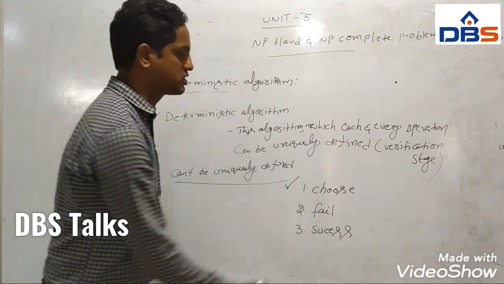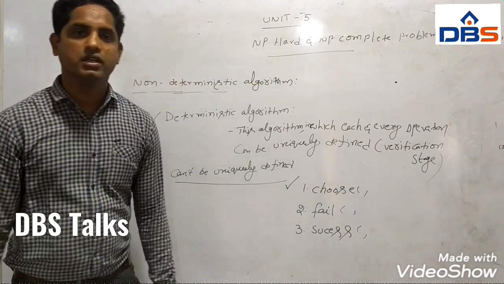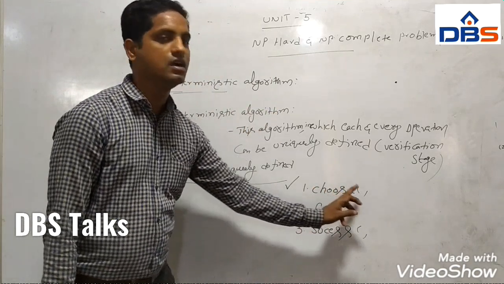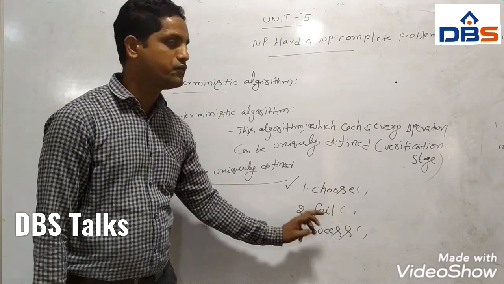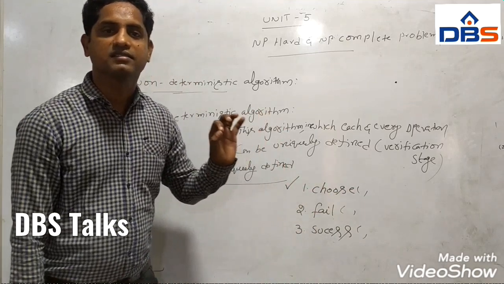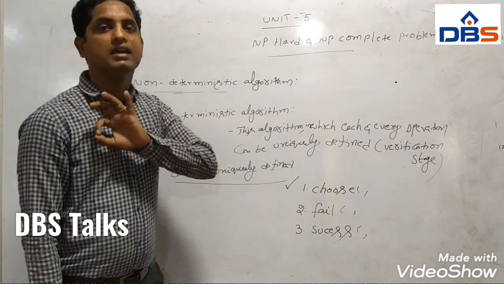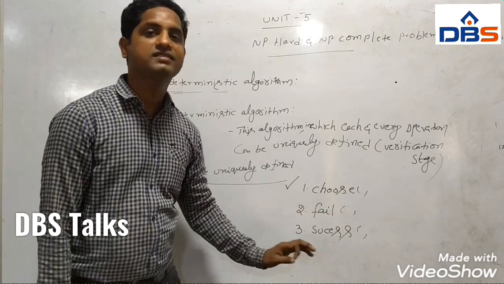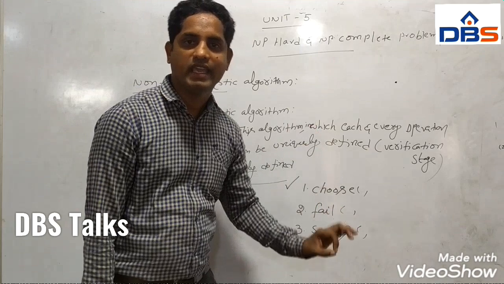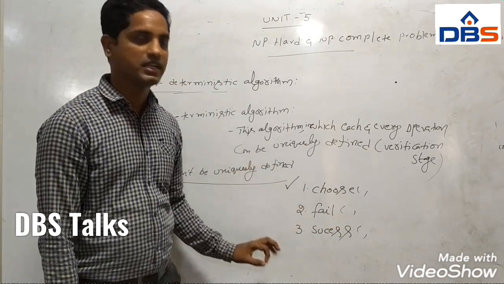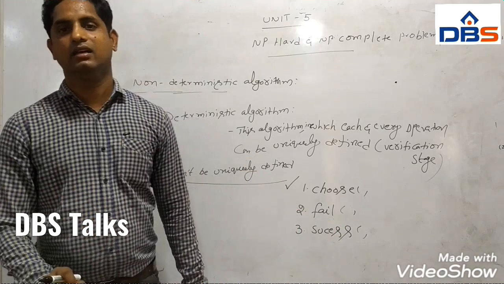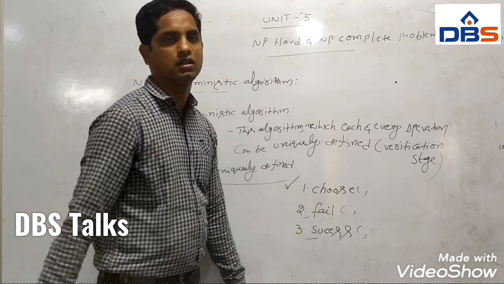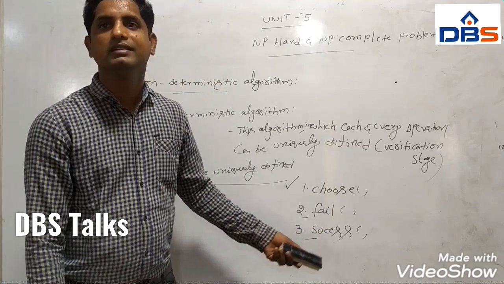So what is meant by the choose function? The choose function is to arbitrarily choose a particular operation, that is called the choose function. And the second one is fail. It indicates unsuccessful completion. The problem will not be successful. Then it is called the fail function. And the third one is success. That is, it indicates successful completion. That is, the problem can succeed. Okay, simply we say whether it is NP complete or NP hard, whether the problem cannot be solved or can be solved.